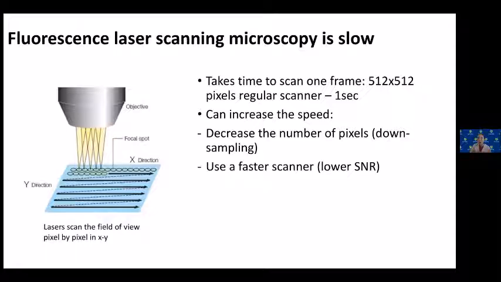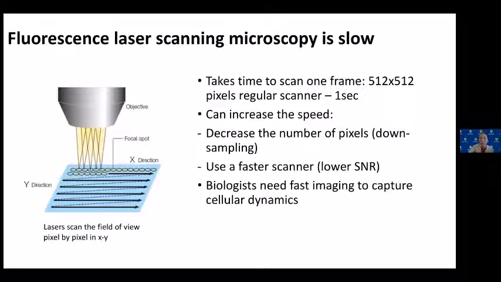And in the optics field, we do have faster scanners available. Later on, you may see I name those resonance scanners. Compared to our regular scanners, those can scan about 30 times faster. However, because they scan so fast, they lower the signal to noise ratio of the images. So usually the images you acquire with those faster scanners have high background noise.